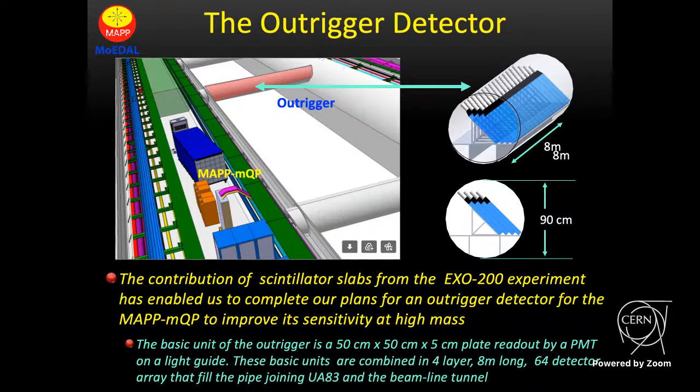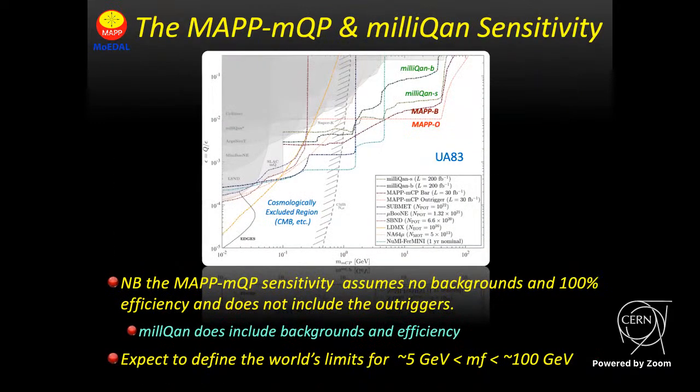Okay. So the MAPP milli-charge sensitivity is shown here for the new UA83 home. Even though we've moved back a bit, we're still potentially capable of producing world-class results. We can see the MAPP sensitivity against milli-charge and mass for the milli-charged bar detector. That's a big one, and the MAPP outrigger detector we just showed you.